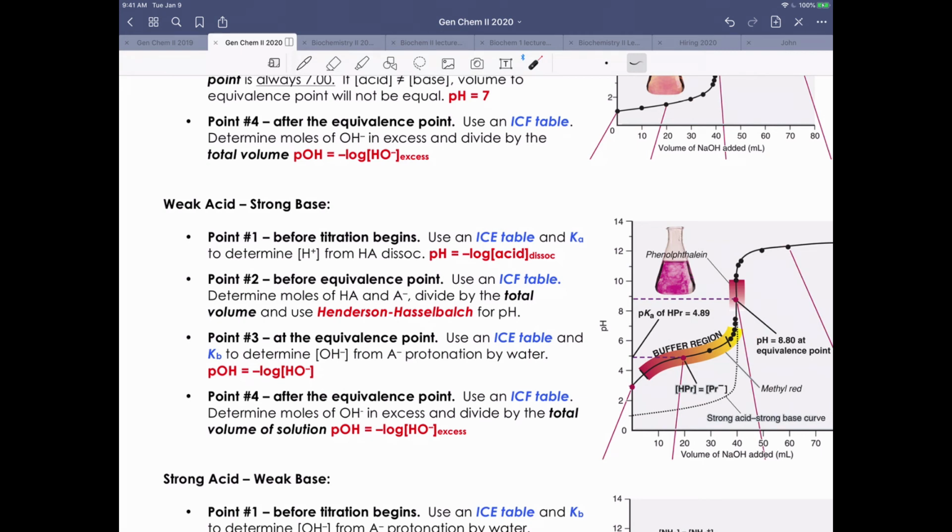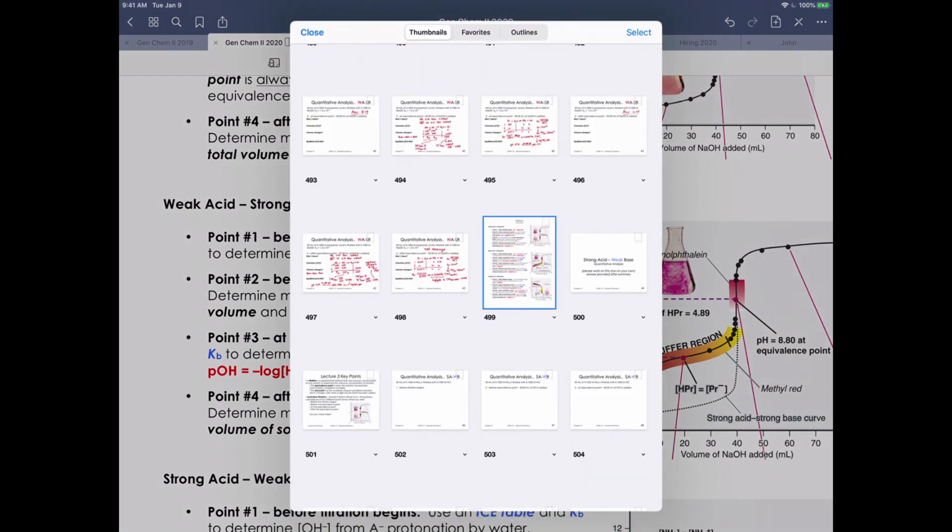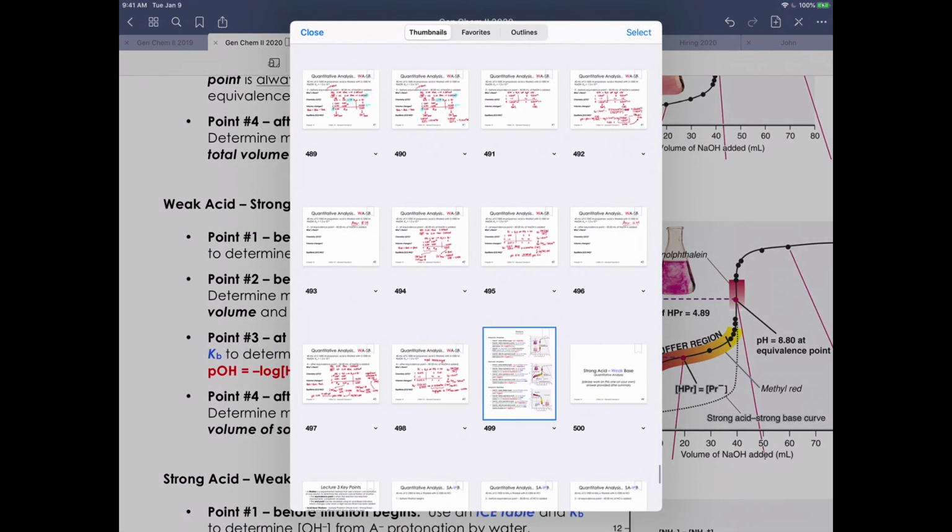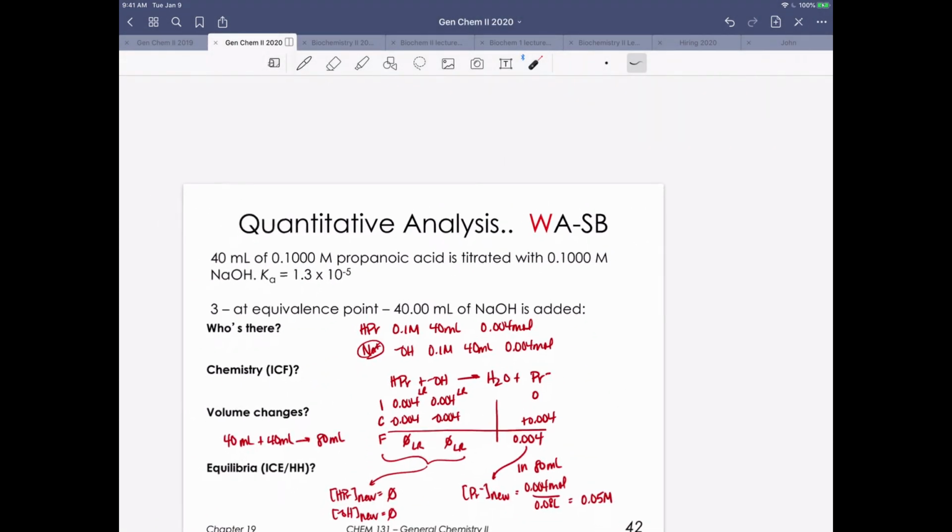At the equivalence point, with a weak acid strong base combination, we know that the pH is going to be greater than 7. So after we do our ICF table to figure out the concentrations of things, then we can use our ICE table, and then we need to use a Kb because we are looking at base chemistry. So let me go back to that one and make sure that everybody's good with that piece. So again, here's the chemistry that we had.